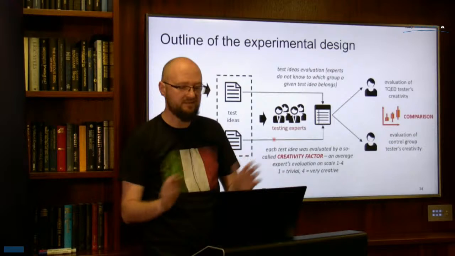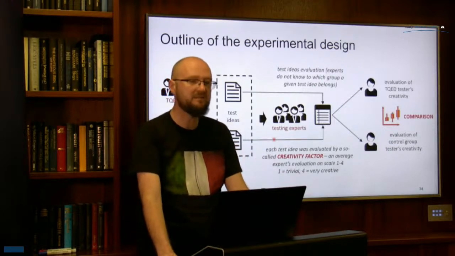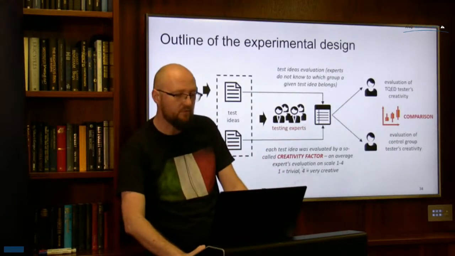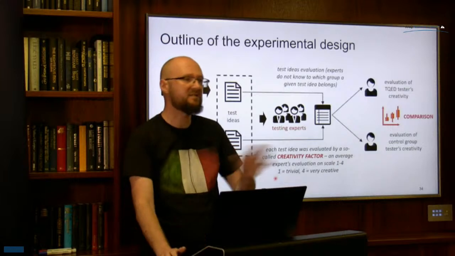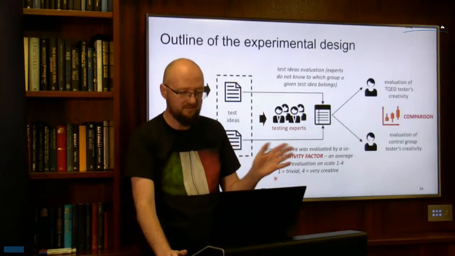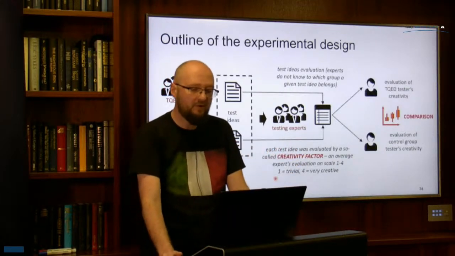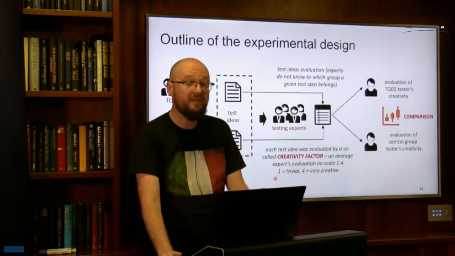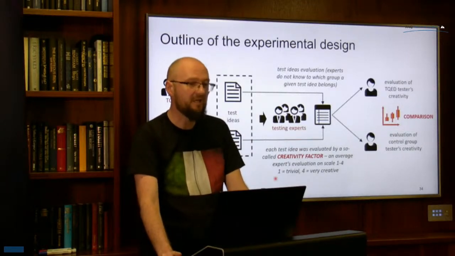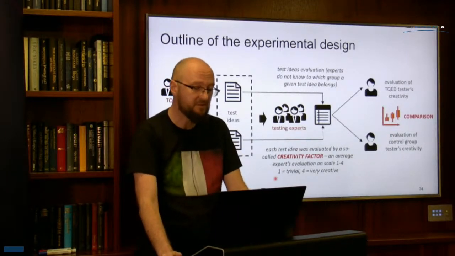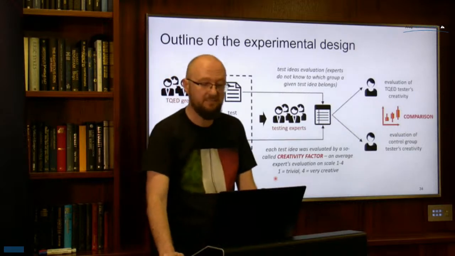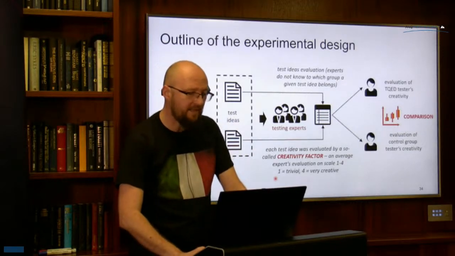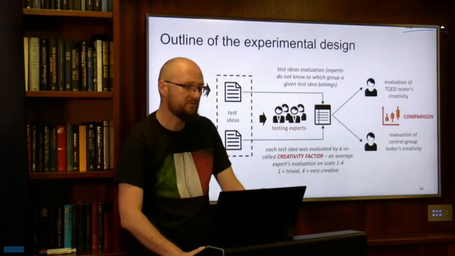They just evaluated the test ideas on a scale of 1 to 4, where 1 means this idea is trivial, everyone can come up with it, and 4 was for very creative ideas, non-trivial, which have a big chance to detect some bugs in the software. And then we compared the evaluation of one group with the other.